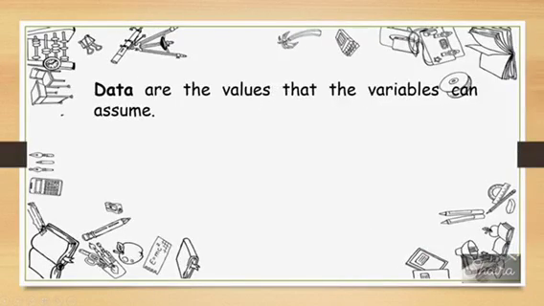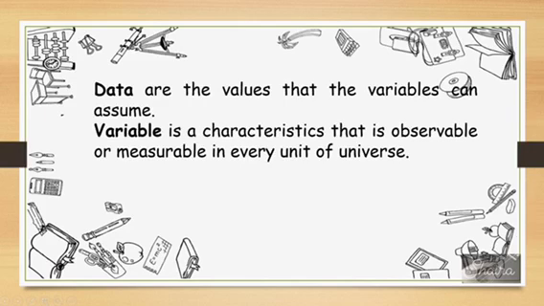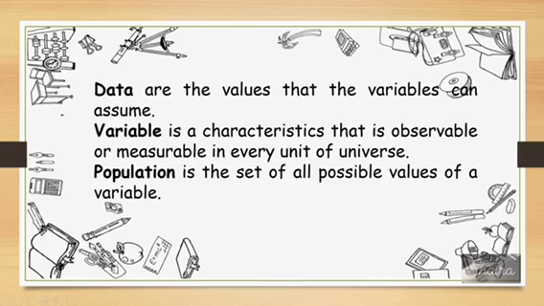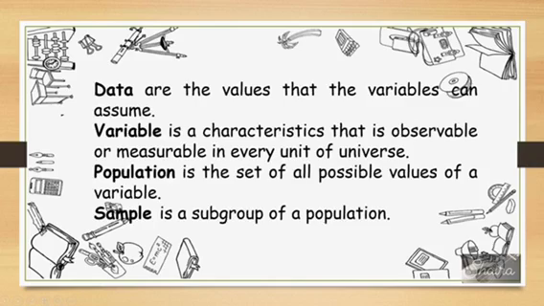Data are the values that the variables can assume. Variable is a characteristic that is observable or measurable in every unit of the universe. Population is the set of all possible values of a variable. Sample is a subgroup of a population.